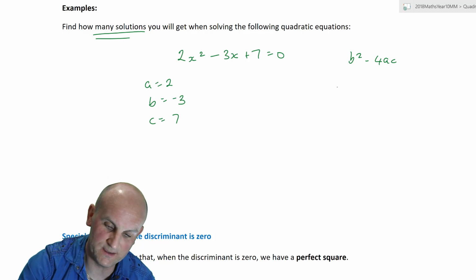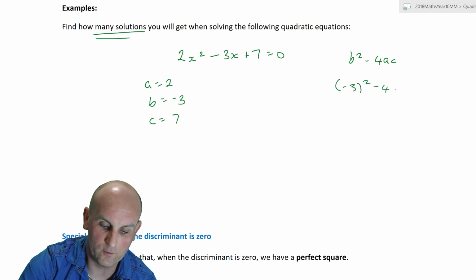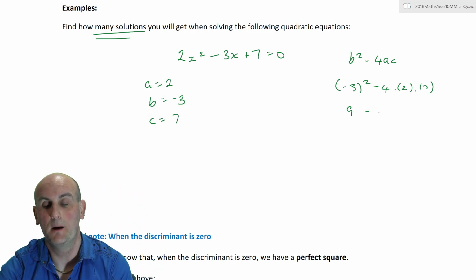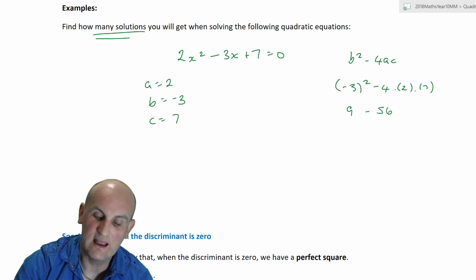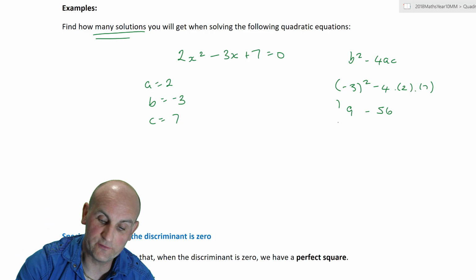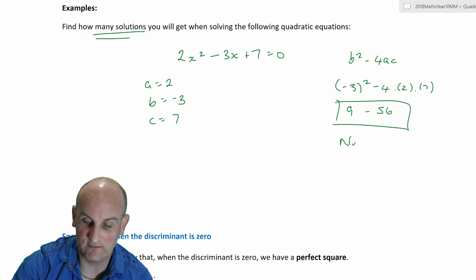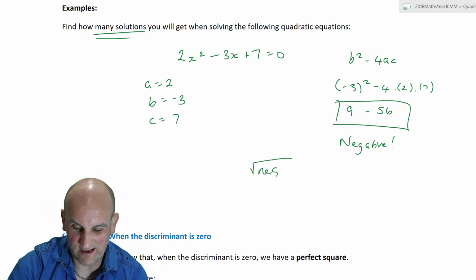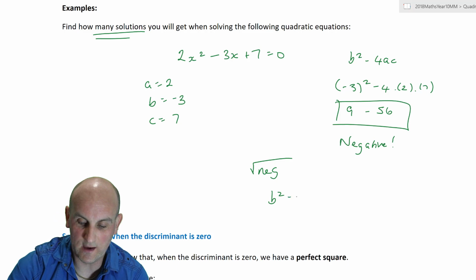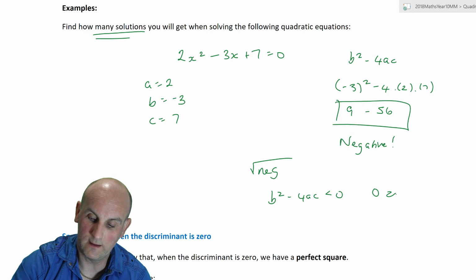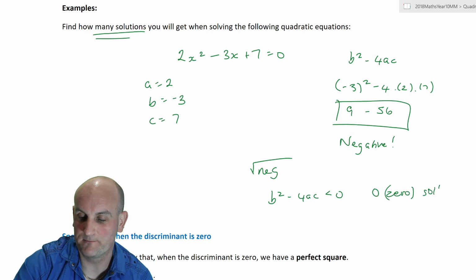Well, substituting those in, then b squared is minus 3 squared minus 4 times 2 times 7. Well, minus 3 squared is 9, minus 4 times 2 is minus 8, minus 8 times 7 is minus 56. And actually, believe it or not, I don't really care about what the physical size of that value is. What I can now see is if I do 9 minus 56, I'm going to get a negative value. And if you remember, I cannot do the square root of a negative number. And so, because b squared minus 4ac is less than 0, I can now say there are 0, and I'm going to put that in brackets, solutions.